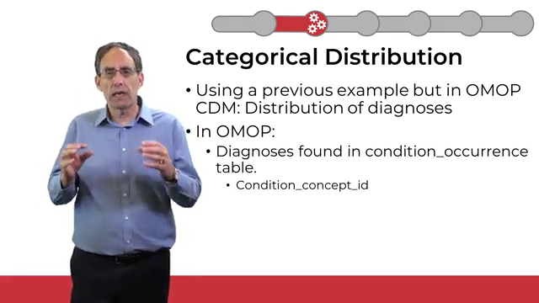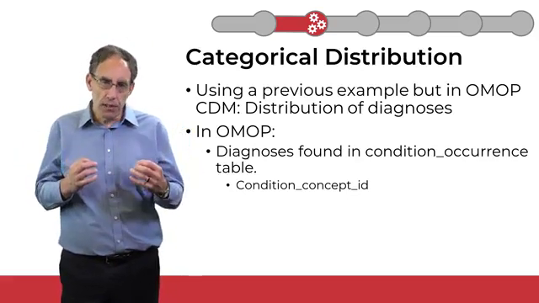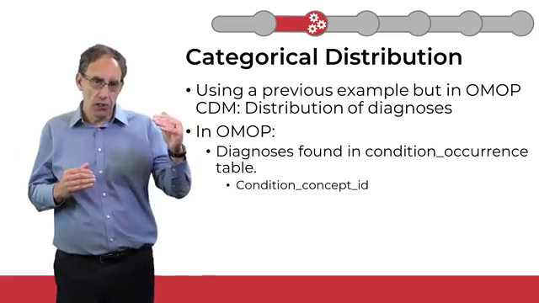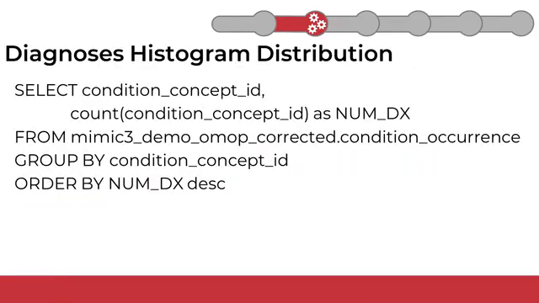Diagnoses are stored in the condition occurrence table in OMOP. The code for a diagnosis is found in the condition concept ID field. Here, we show the SQL statement that counts the number of diagnoses found in the condition occurrence table, grouped by each value of condition concept ID.